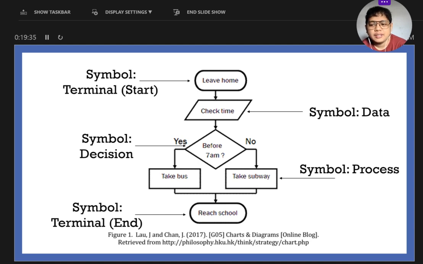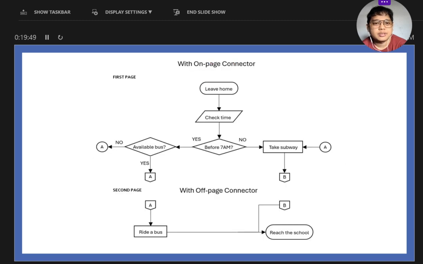Now let us try to use an on-page and off-page connector. Since our example here doesn't have an on-page or off-page connector, this is an example of an on-page and off-page connector. So this one.